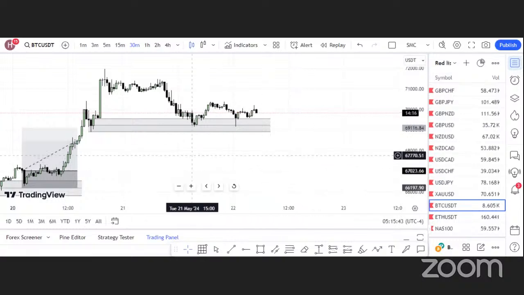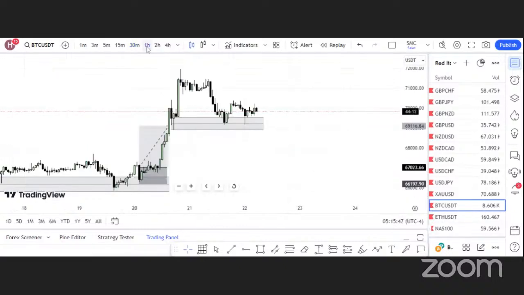So we are currently on BTC USDT. Let's go to the 1 hour time frame.